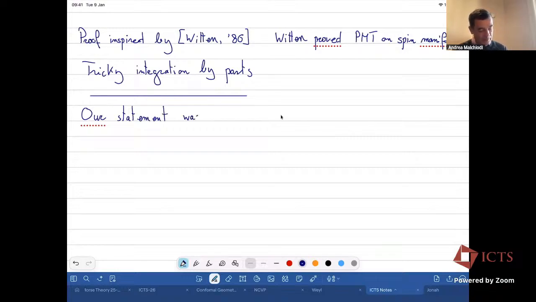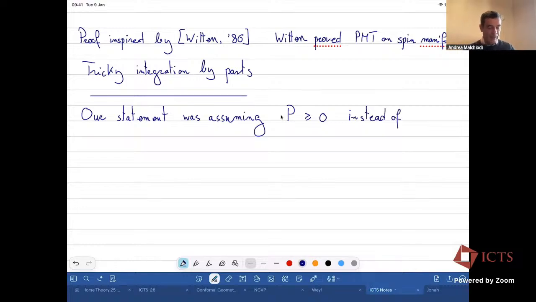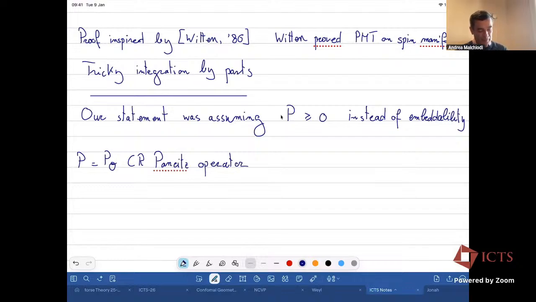And so we have to say that we don't prove exactly, so our statement was assuming indeed that some operator that I call P be positive definite, instead of embeddability. So here P is the so-called CR Paneitz operator. Let me call it P theta. This Paneitz operator is a fourth order operator, and writes as essentially the sub-Laplacian squared plus some lower order terms. And the nice thing about this operator is that it is conformally covariant.